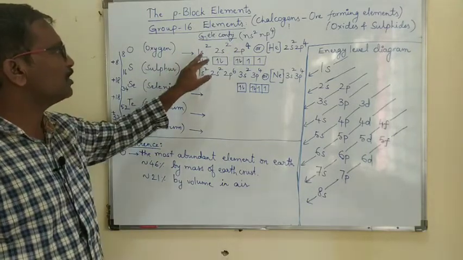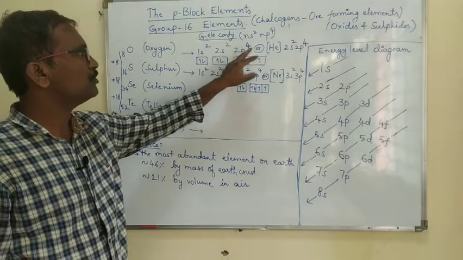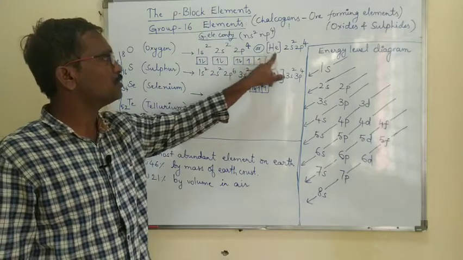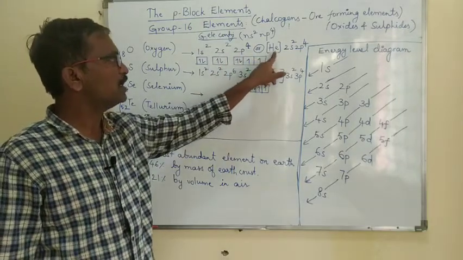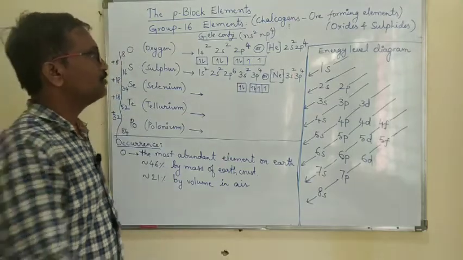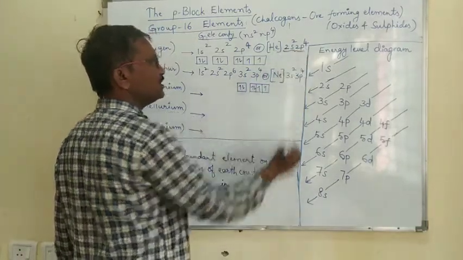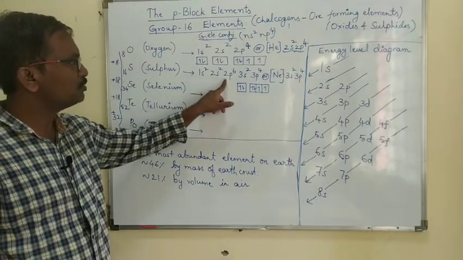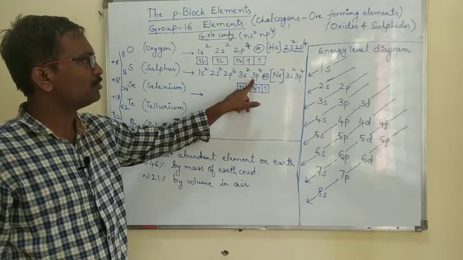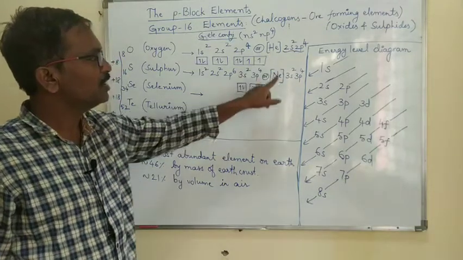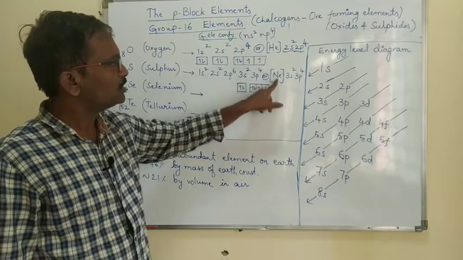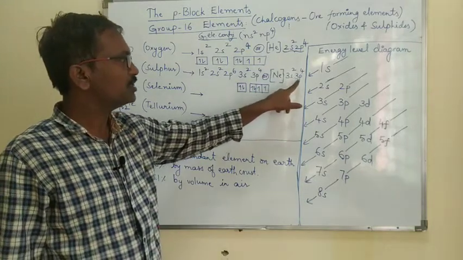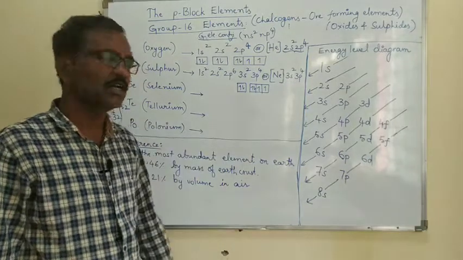If you take oxygen, the electronic configuration is 1s2 2s2 2p4, so you can write it as helium 2s2 2p4. Either you can write this way or that way. Which one is the outermost electronic configuration? 2s2 2p4. If you take sulfur, 1s2 2s2 2p6 3s2 3p4, right? Either you can write it as neon 3s2 3p4, where helium is a zero group element and neon is an 18th group element. 3s2 3p4 is the outermost electrons.